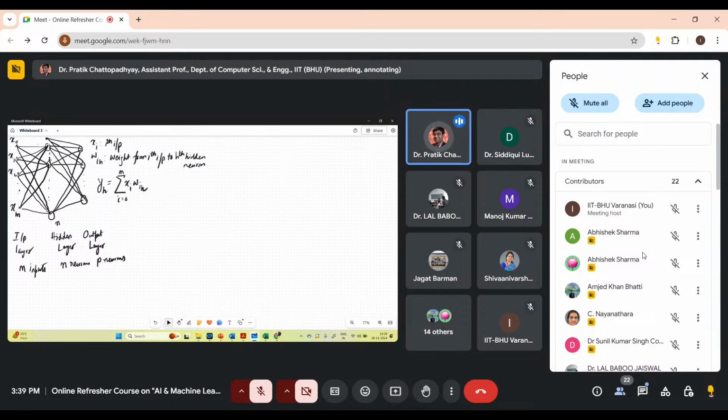Now we said that this neuron computes the weighted summation and passes it through some nonlinear but differentiable activation function. The output from the neuron after passing through the nonlinear differentiable activation function is denoted by v_h. So this is the output of the hidden neuron. So v_h is basically what you get if you pass y_h through some nonlinear differentiable activation function. We are writing that function as phi.